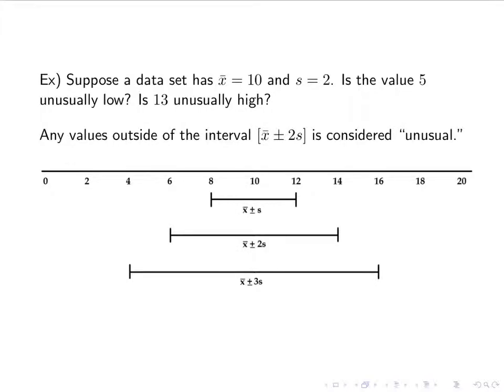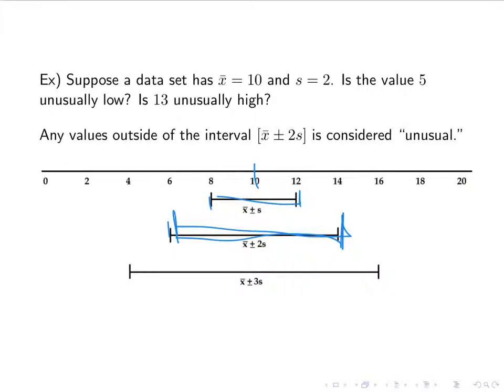Our x bar is in the middle, that's 10, and if I add my standard deviation, 2, to it, I have 12, and if I subtract 2 from it, I have 8. So the interval 8 to 12 is the interval x bar plus or minus s, and then x bar plus or minus 2s would be, in our case, 10 plus or minus 4. So from 6 to 14 is our usual or normal interval. And then x bar plus or minus 3s goes from 4 to 16.